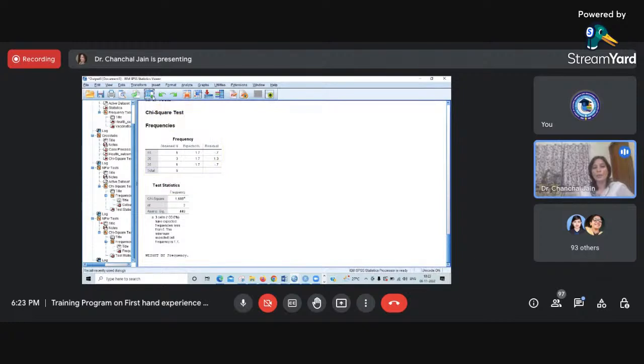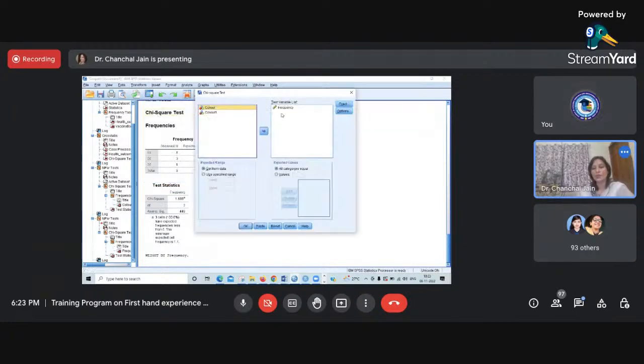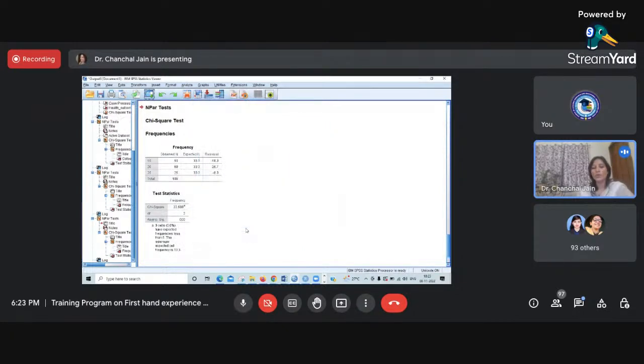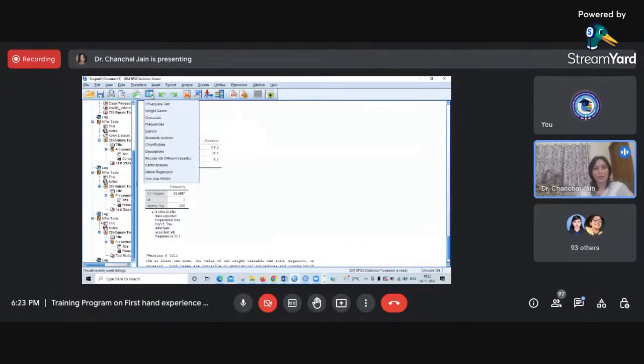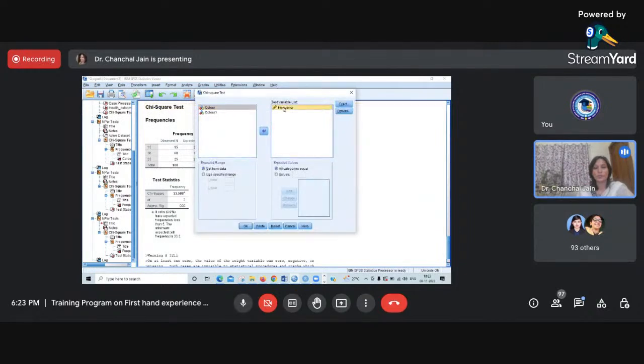Now again I'm going to the chi-square test box, shifting my variable here. I think it is all set, but again I'm picking the frequency and shifting it to the test variable list, and then I'm clicking on OK. So that way, just a minute. There is some problem. Yeah, I have made a mistake. Extremely sorry for this. Now you need to shift your color variable into the test variable box, because we have weighted this color categories with the frequencies. So you need to shift this color here, and then you need to press OK.